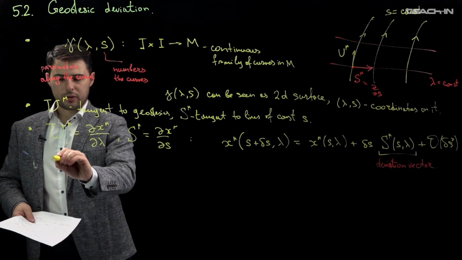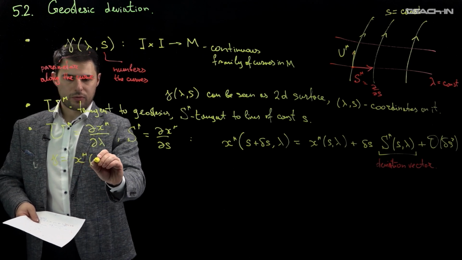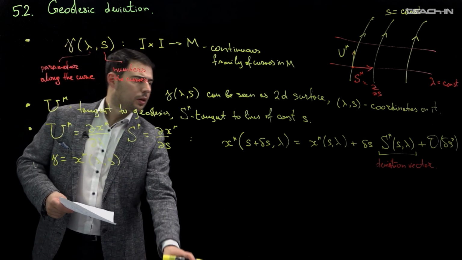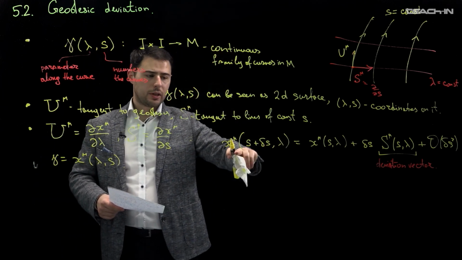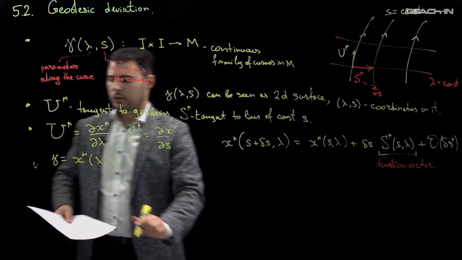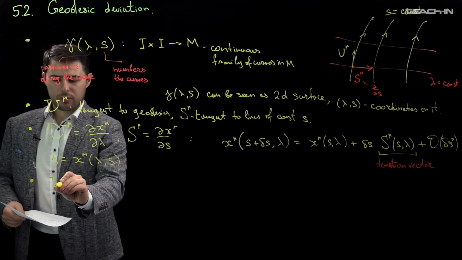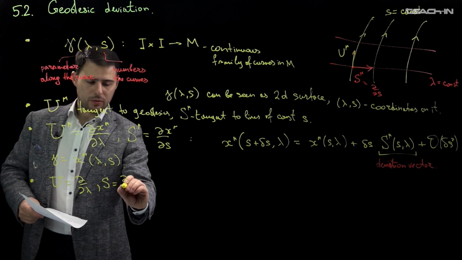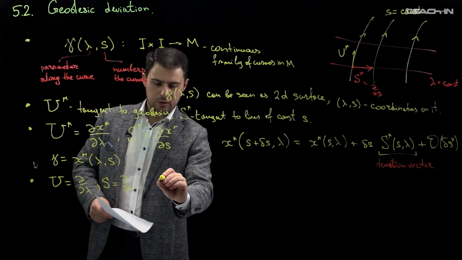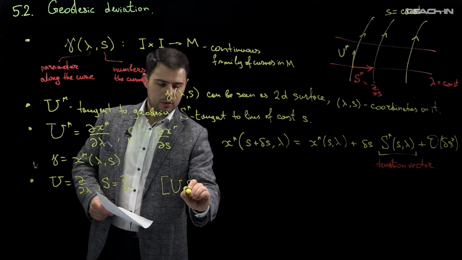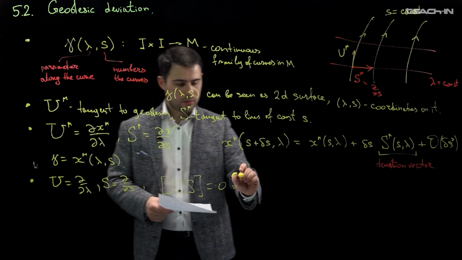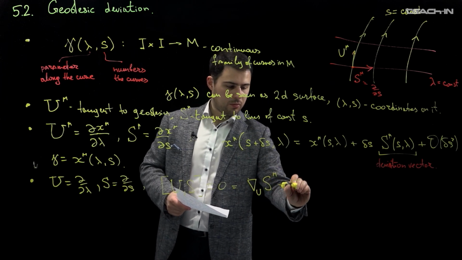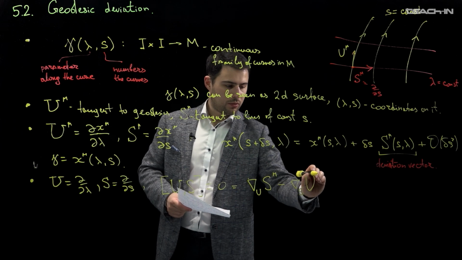Yeah, so here, of course, we have taken gamma equals x mu of lambda and S. I'm sorry, it should have been lambda and S in the opposite order here in the brackets. So, good. So we have U given by d over d lambda, S is d over dS, and of course they commute as coordinate vectors. So we have [U, S] equals 0, which is equal to delta U of S mu minus delta S of U mu.